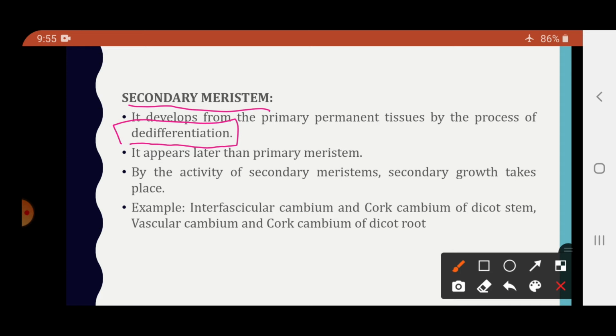Now, when this de-differentiated cell divides, what it forms? It forms the secondary meristem. Listen very carefully. Primary meristem क्या बनाता है? Primary permanent tissues. These primary permanent tissues, they get de-differentiated. De-differentiated यानी they again gain the capacity to divide. ओके अभी ये divide होकर नए cells बनाएगा which are called as the secondary meristem. The secondary meristem appears later than the primary meristem. By the activity of secondary meristem, secondary growth takes place.